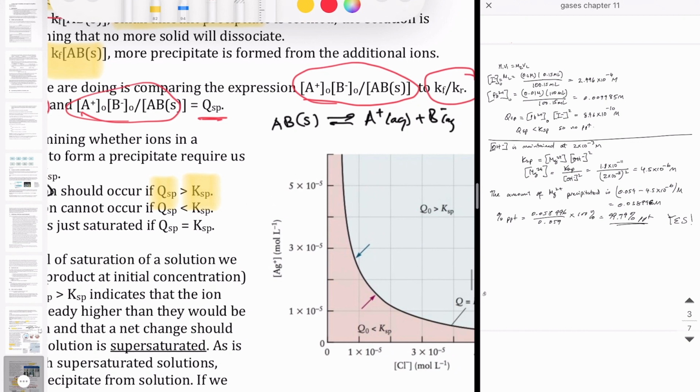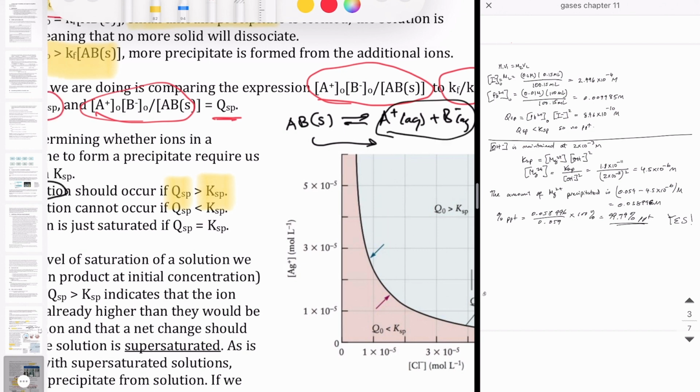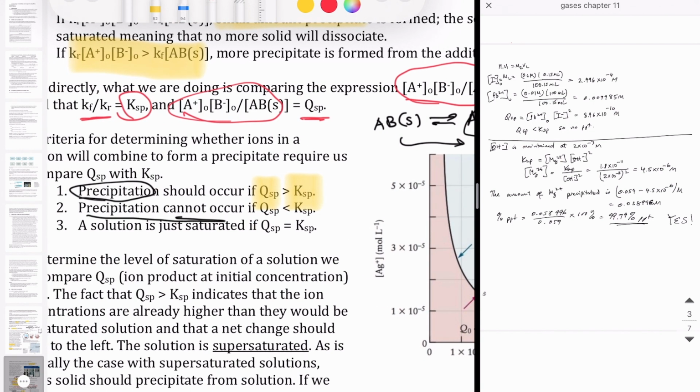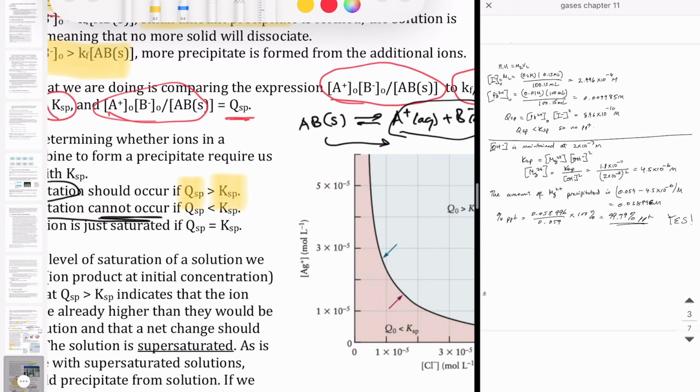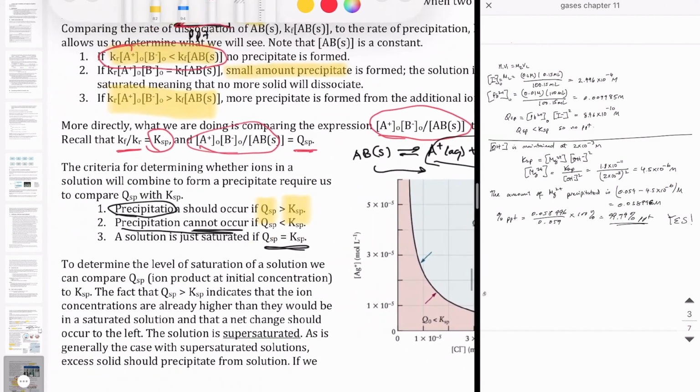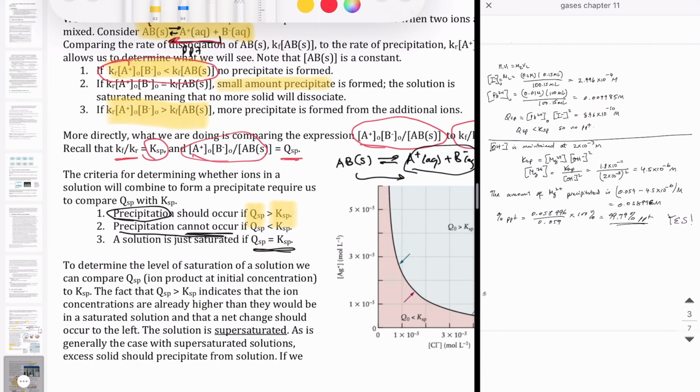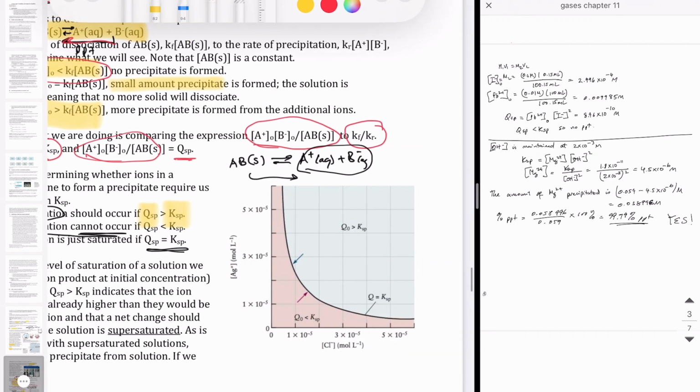If Q is less than K, as we know from our equilibrium discussion, then the reaction would shift to the right, forming the ions here, no precipitate, so you don't see any precipitation. And then lastly, a solution would just hit equilibrium when Q is equal to K. And again, using this, we can now predict, if I have a certain concentration of ions in my solution, whether I will see a precipitate or not.